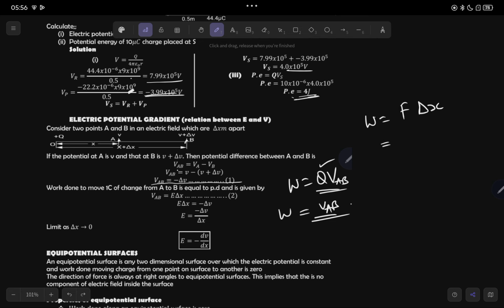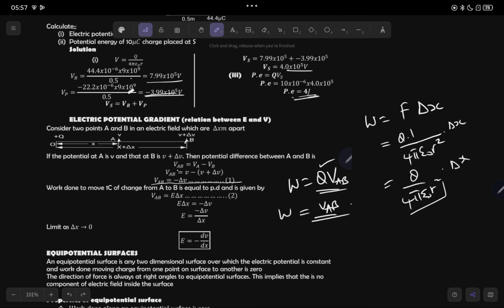But don't forget, this same work done can be gotten by force times distance. In this case, our force is between those two charges, because you are moving a positive 1 coulomb charge from A to B due to the charge Q. So the force is Q times 1 over 4 pi epsilon naught R squared, and the work done is this force times delta X.